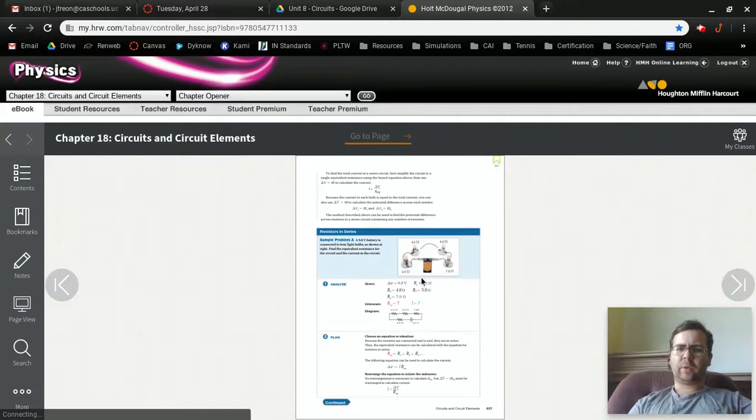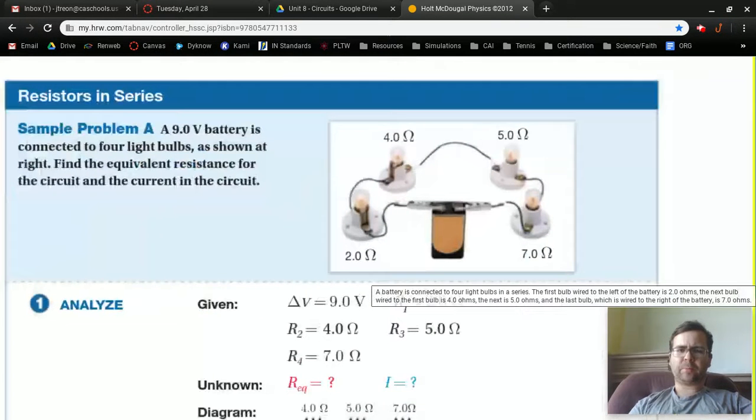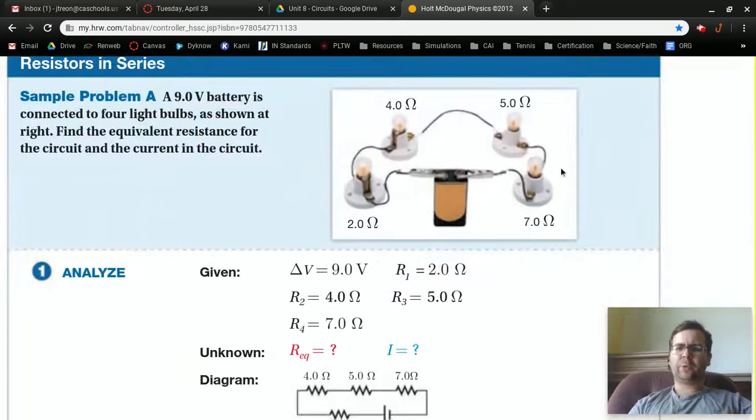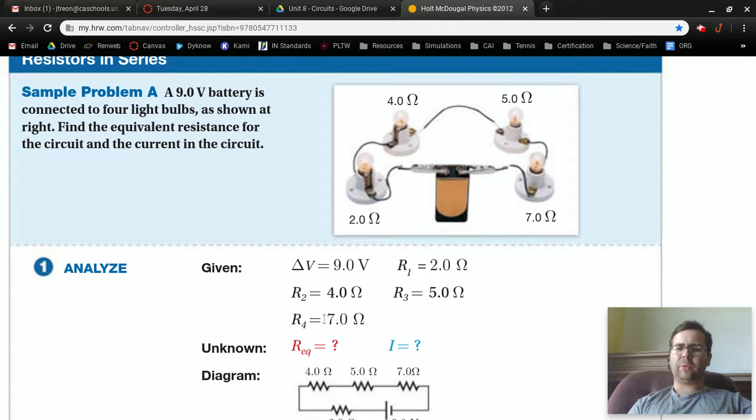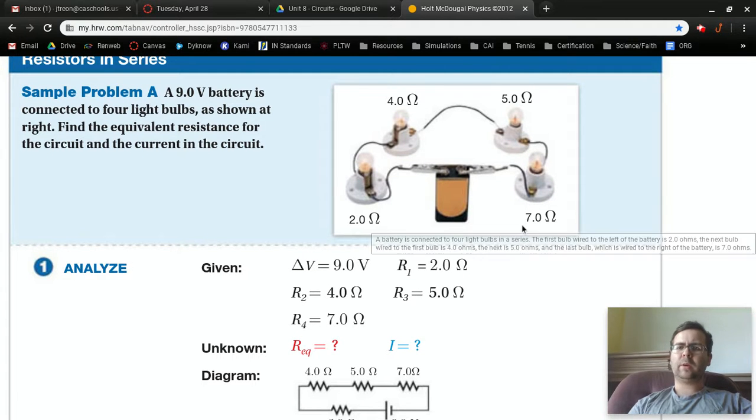All right, so let's look at this example. Here you got a 9-volt battery, 4 light bulbs. You can see the resistance of each bulb here. And it wants us to find the equivalent resistance for the circuit and the current in the circuit. So our unknowns are equivalent resistance and current. Well, it's easy to figure out the equivalent resistance, right? You just add up all of the resistors.